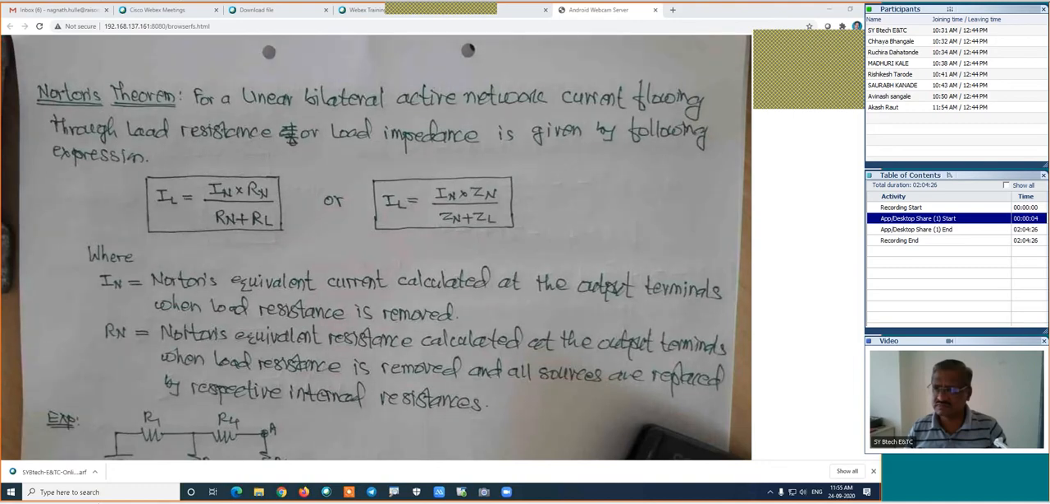This is the next theorem, which is the Norton theorem. First, I will discuss the basic points related to this Norton theorem, and then we will discuss the explanation part of this Norton theorem, and then finally we will solve the problems based on this Norton theorem.